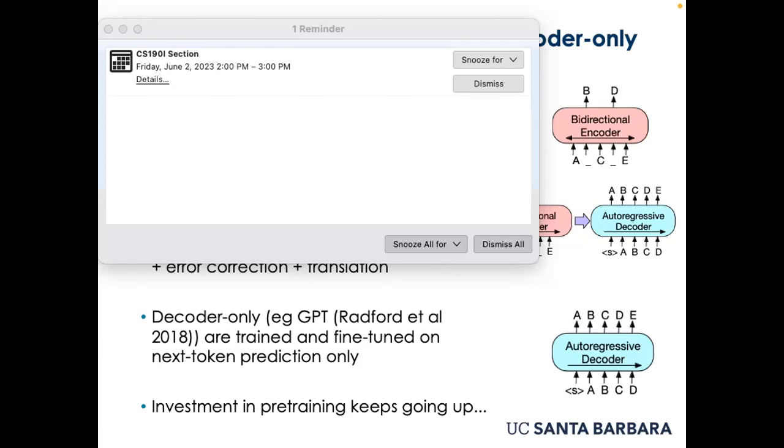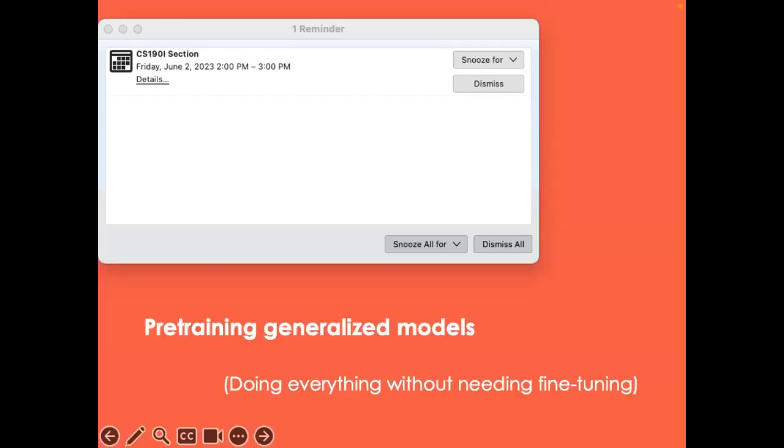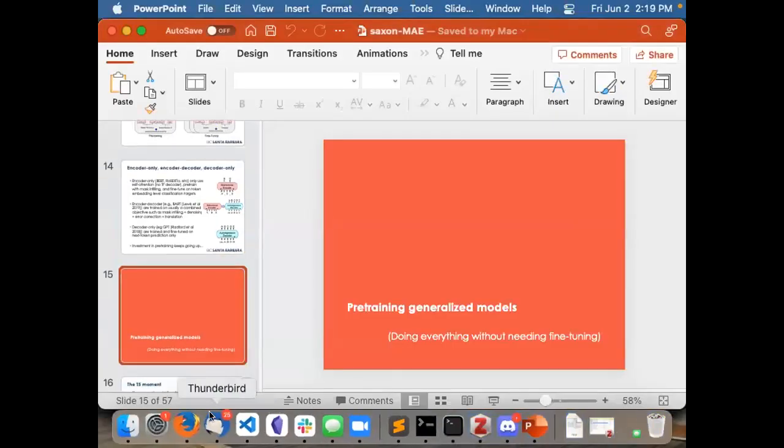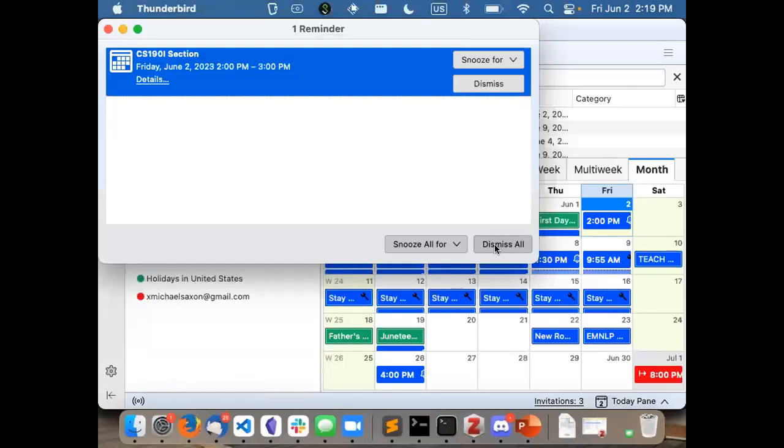So from good meaning representations, oh, thank you for the reminder about the CS190I section. I just missed that. Are you kidding me? It's clicking under it. Okay.